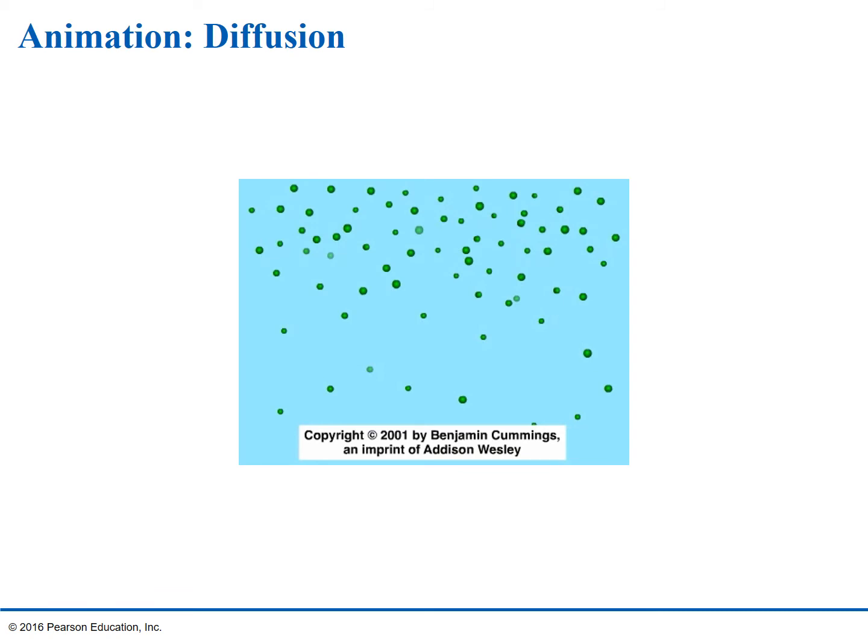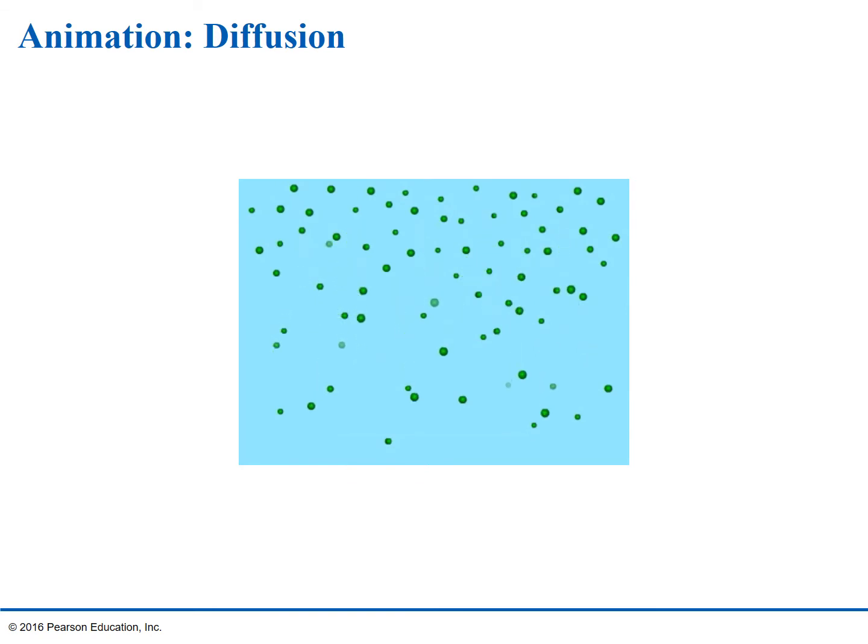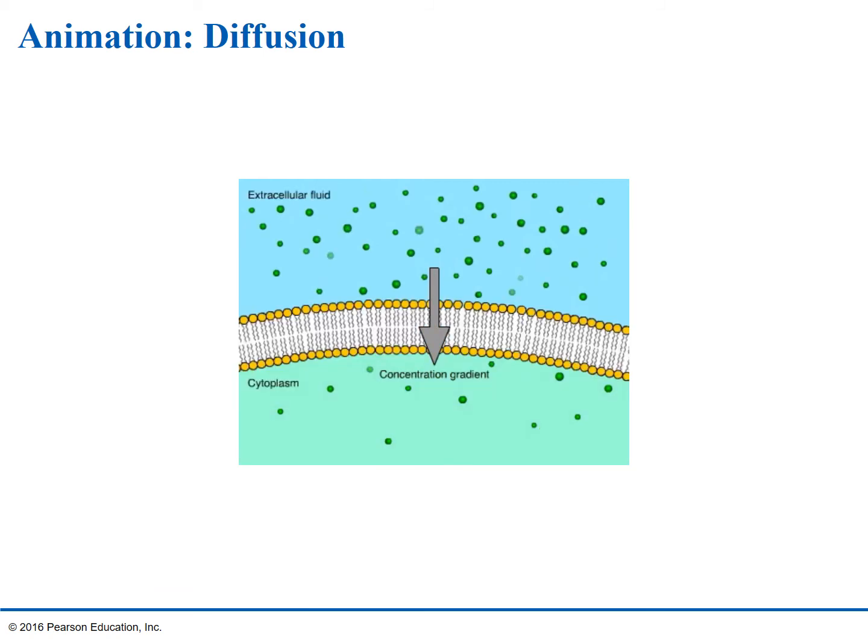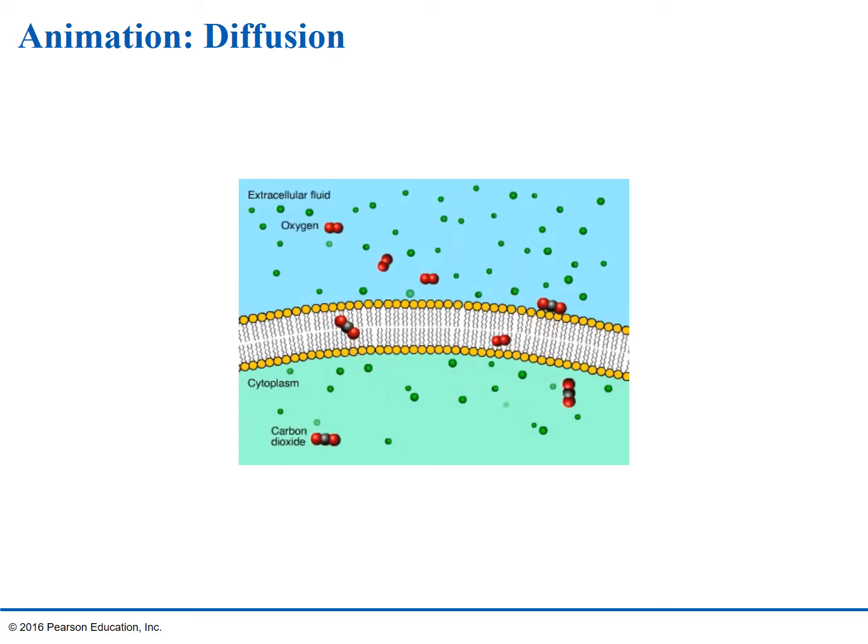So here is an animation of diffusion. Diffusion is the tendency for particles of any kind to spread out from where they are more concentrated to where they are less concentrated. This process can also be described as molecules moving down their concentration gradient. Diffusion across a biological membrane is called passive transport, since the cell expends no energy to move the molecules. Oxygen and carbon dioxide molecules move into and out of cells by passive transport. So there is the animation of that.